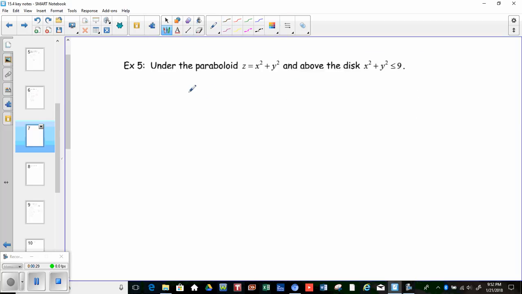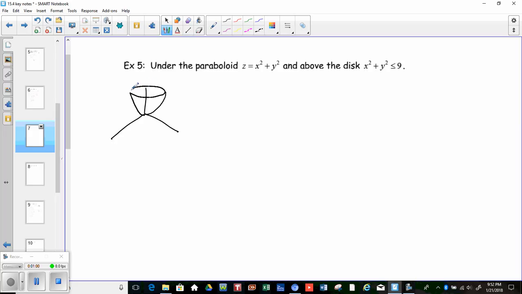Okay, we're going to go back now to example 5. We want to find the volume that's under the paraboloid z equals x squared plus y squared and above the disk x squared plus y squared is less than or equal to 9. This one really isn't that difficult if you remember how your shapes look. The z equals x squared plus y squared, let me sketch our three-dimensional surface here, is your basic paraboloid which opens up. So it's going to look something like this.